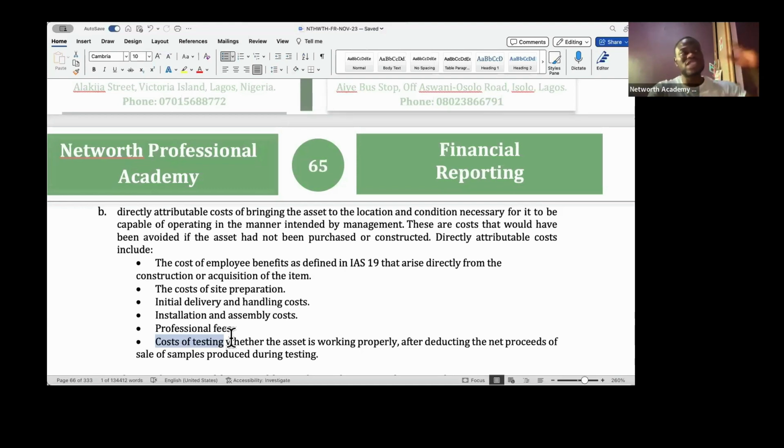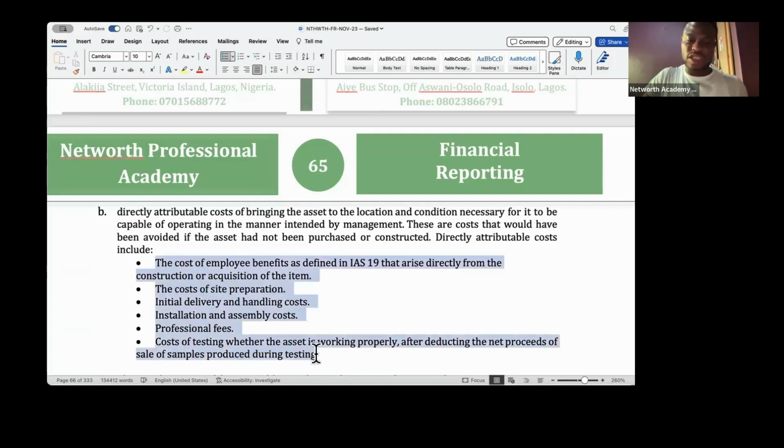If you happen to now sell that sample, you made money from that sample. Don't recognize that as revenue or sales. Rather, you deduct it from the testing costs. That's why the cost of testing whether the asset is working properly is after deducting the net proceeds of sale of samples produced during testing. So after you have deducted the proceeds from sales of samples, that will be the net testing cost, right? So these are directly attributable costs.